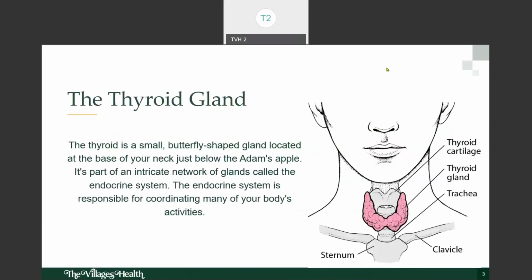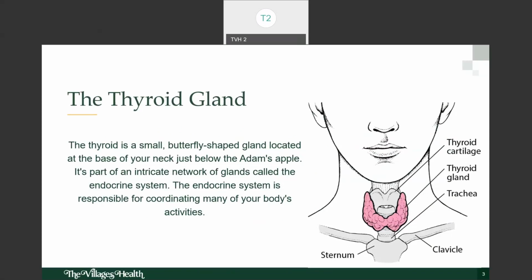So first, we're going to discuss just the basic anatomy. The thyroid gland, you can see here in the image on the screen, it's the pink area. The thyroid gland is a small butterfly-shaped gland that's right at the base of your neck, just below the Adam's apple. It's a piece of other glands that make up what is called our endocrine system. The endocrine system is responsible for many of our body's activities.